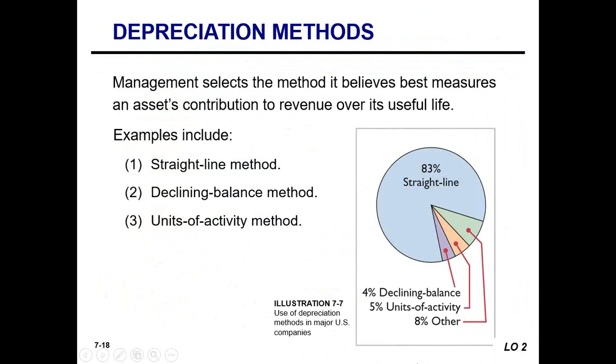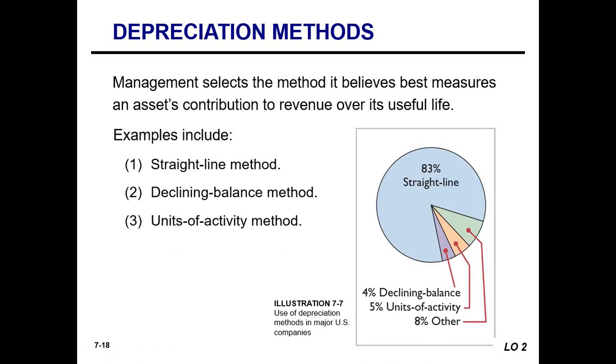There are a number of different methods of depreciation: straight line, declining balance, units of activity. We're going to talk a little more in depth about the straight line method, and then just in a general fashion about declining balance and units of activity or units of production methods.